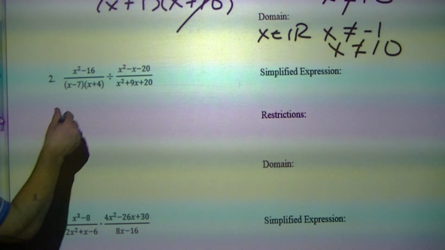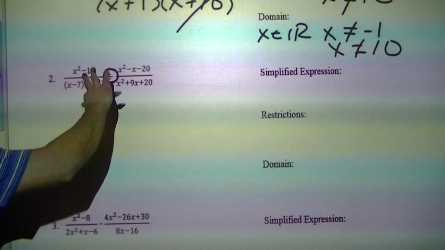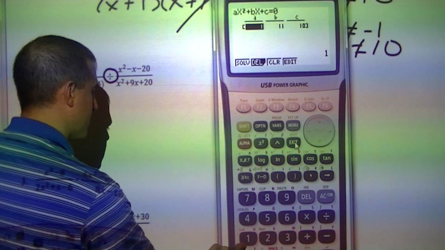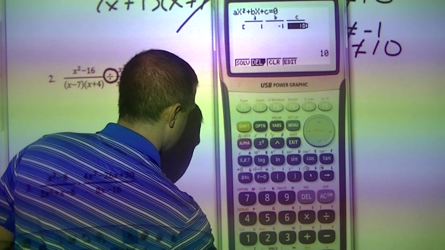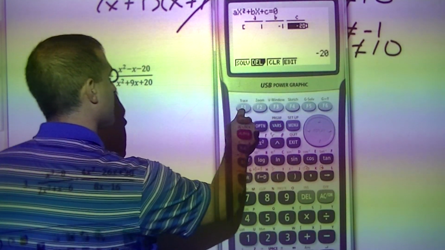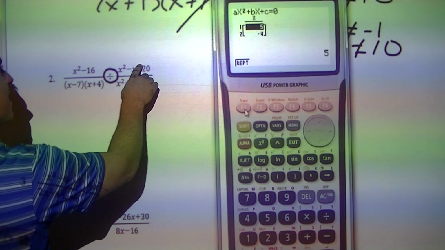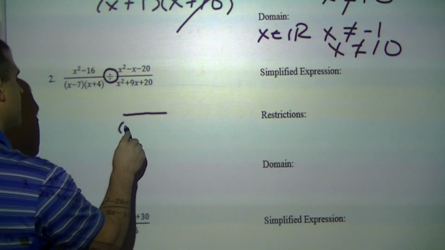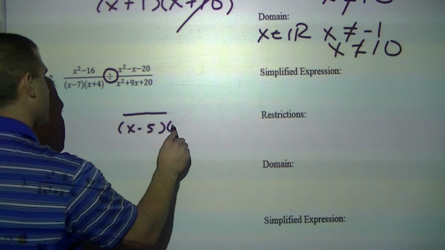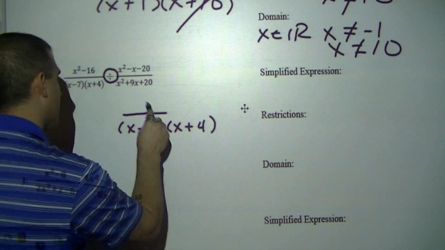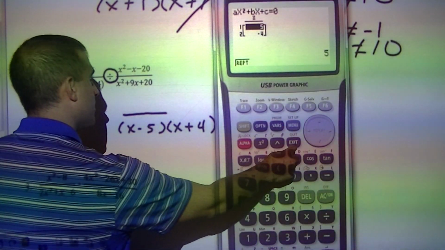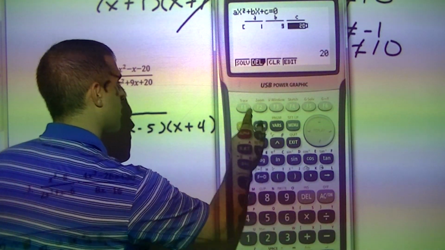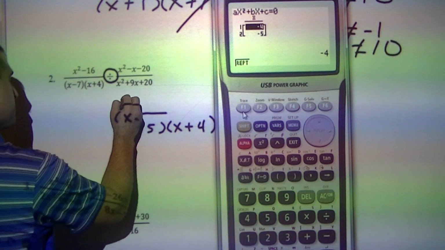All right, move on down to this one. Now, what division does is it flips this second fraction. So what I'm going to do is I'm going to do 1, negative 20. So that's going to be x minus 5 and x plus 4. Now that's not going to be on the top over here. That's going to be right here. So don't get confused with that. Do the other one. 1, 9, and 20. x plus 5, x plus 4.